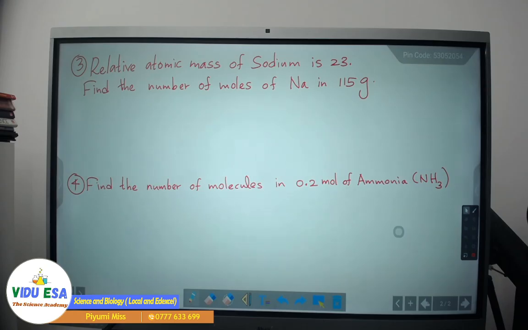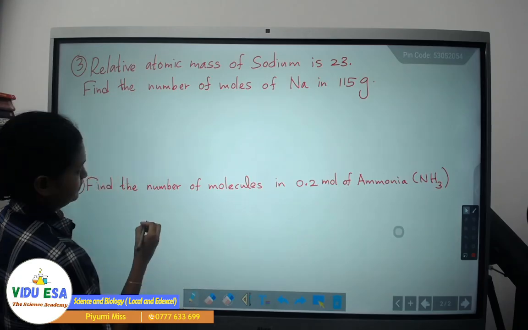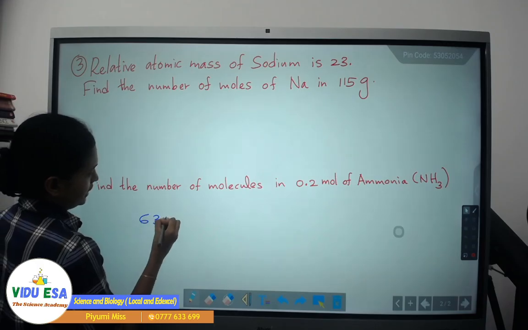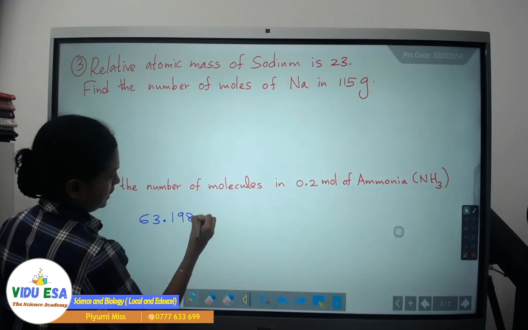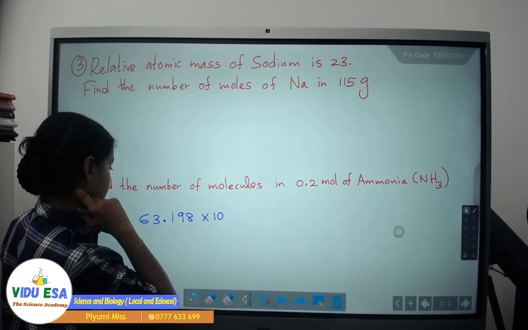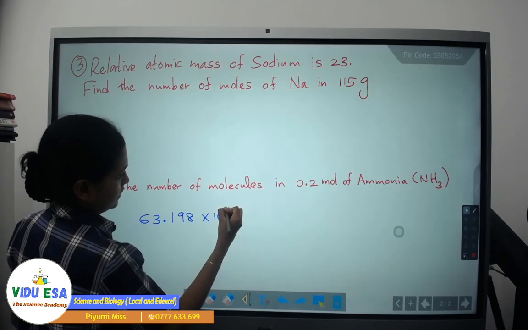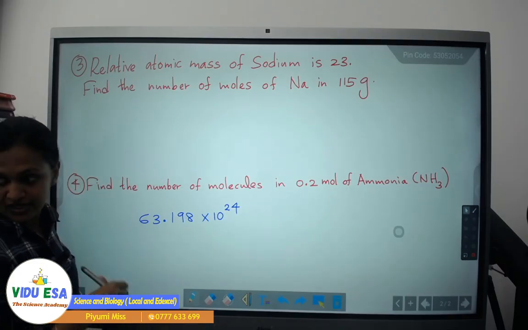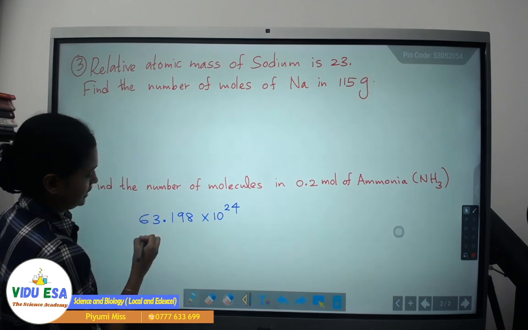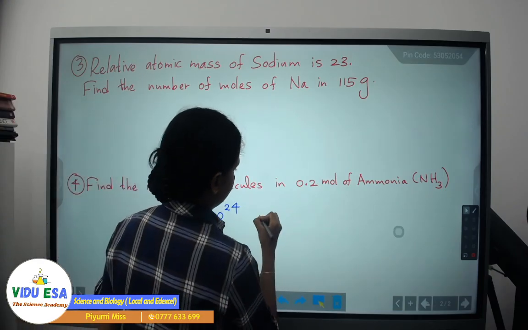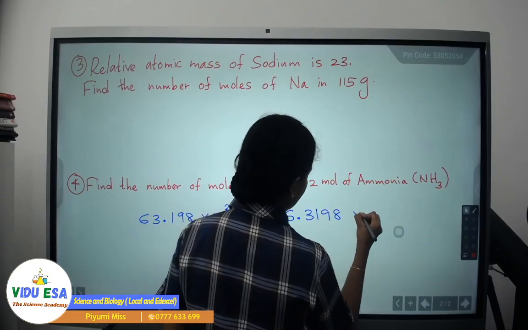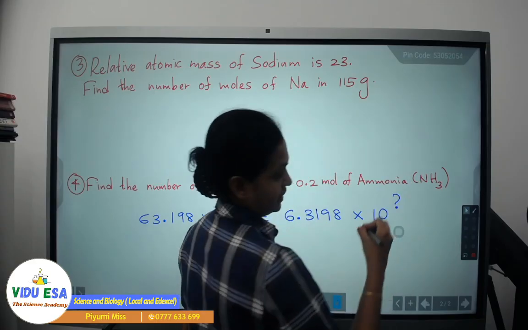Okay. Now take just any value. Now think we got a value like this. You have got a value, just write it, 63.198 into 10 to the power 24. Right? You have got a value like this. Now in the standard form, you have to write it as 6.3198 into 10 to the power... what, that's what we have to write now.